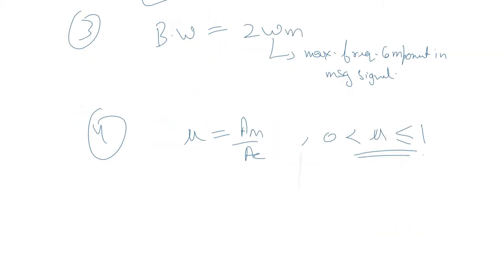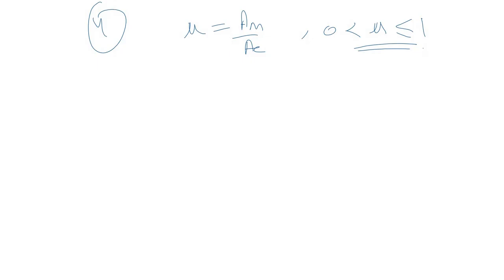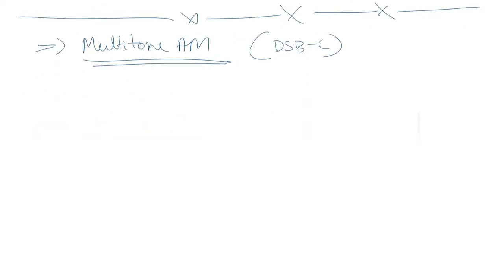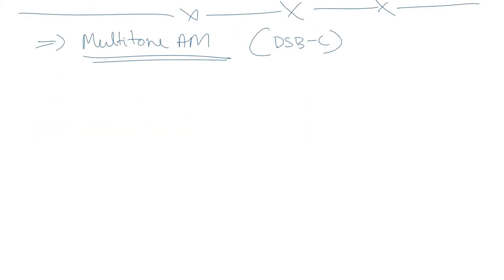Now let us quickly have a look at whatever we have done till now was for a single tone type of message signal, right? Now let us quickly look at the scenario for the case of the multi-tone amplitude modulated signal, right? Multi-tone amplitude modulated, and we'll consider the same type of modulation scheme, that is DSB-C, double sideband with carrier signal. By multi-tone we mean there are more than one frequency component present in the message signal.